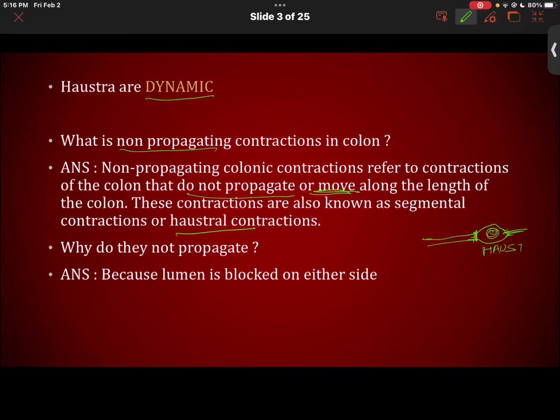Haustrum is the singular form of haustra. So all it can do is get mixed up in this haustrum. And this causes obviously the mixing and eventually the absorption.